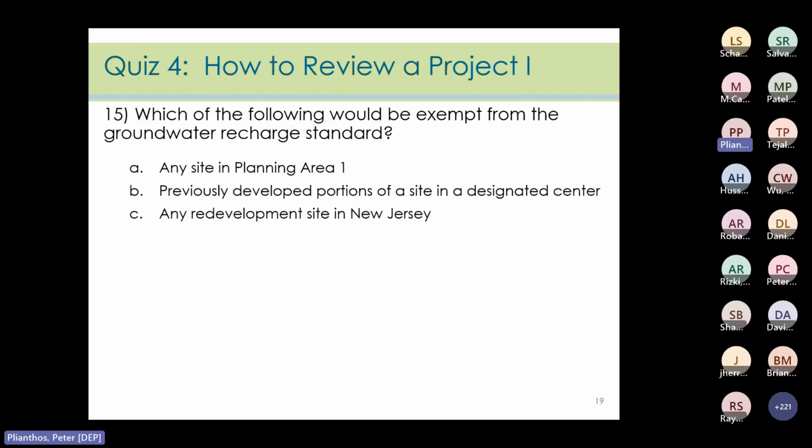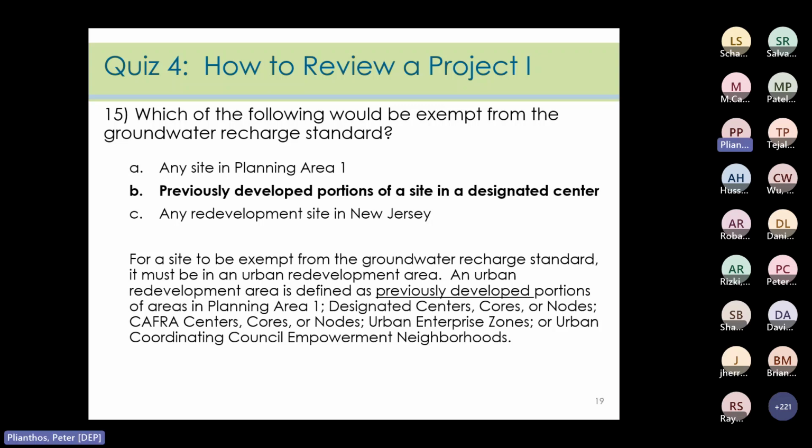Number 15, which of the following would be exempt from the groundwater recharge standard? And the correct answer is B, previously developed portions of a site in a designated center. Just being in Planning Area 1 is not an allowed exemption from the groundwater recharge standard, nor is redevelopment automatically exempt. Only previously developed portions of sites in the designated locations listed on the slide can be exempted.